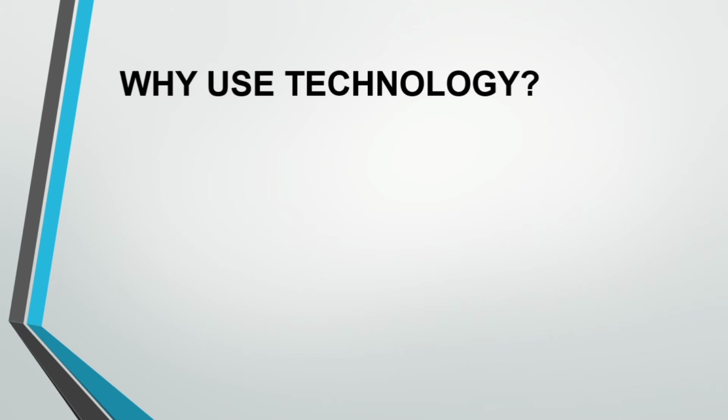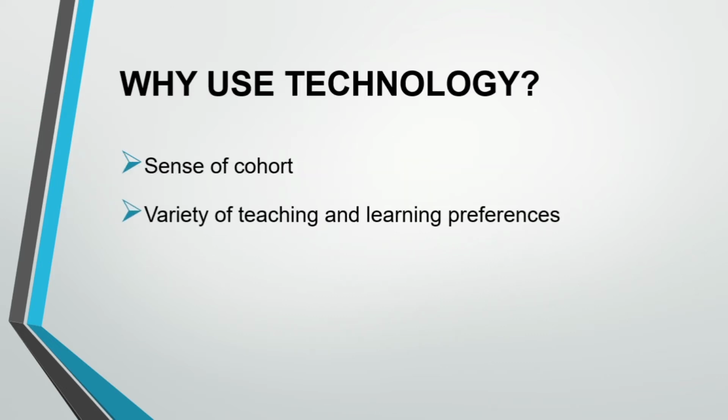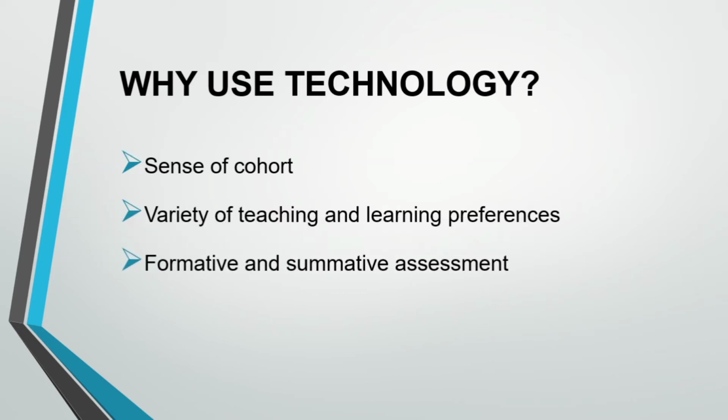Sixth, sense of cohort. Making sense of diverse learning. We use technology not only to sustain our need for information, but also for a sense of being productive with the whole learners. Seventh, variety of teaching and learning preferences. Through it, we can dive into different preferences that will satisfy our learning. And lastly, formative and summative assessment. Technology helps to evaluate us.